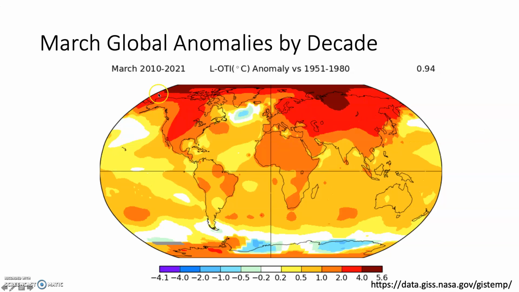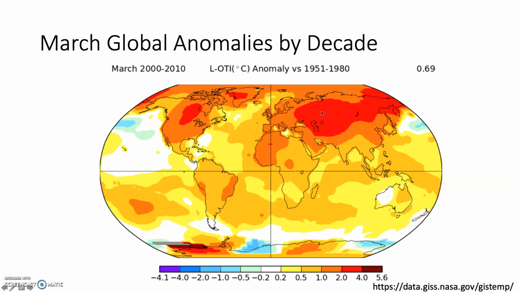And I made another one looking at March global anomalies, but this time, instead of going from 2000 to 2010, it's 2010 to 2021. If I toggle back and forth between these two maps, you can see very, very clearly that the warming is more intense in the past decade than it was in the decade previous, which is extremely concerning.